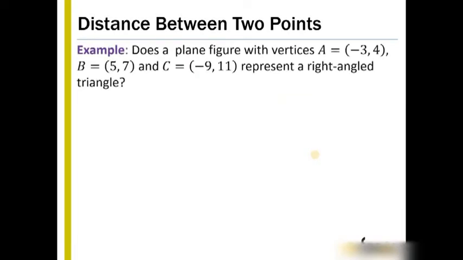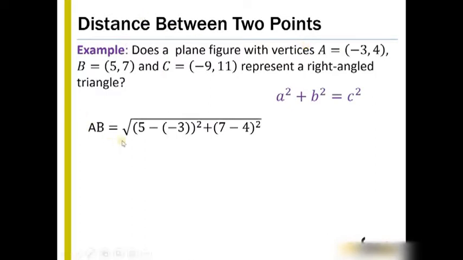Example. Does a plane figure with vertices A equals (negative 3, 4), B equals (5, 7), and C equals (negative 9, 11) represent a right-angled triangle? If it's a right-angled triangle, then we should be able to use Pythagoras' theorem, a squared plus b squared equals c squared. So let's find all the distances between A and B, B and C, and C and A, and see if they fit into Pythagoras' theorem. First of all, AB.